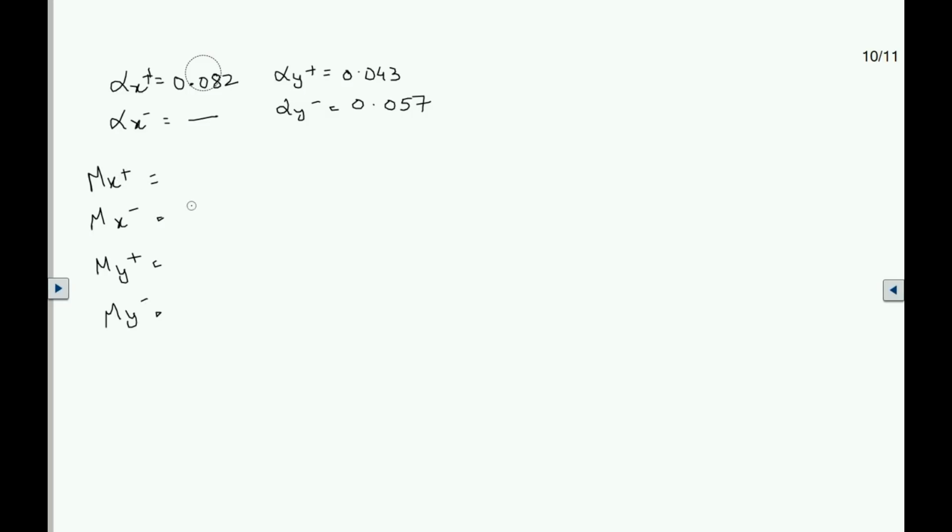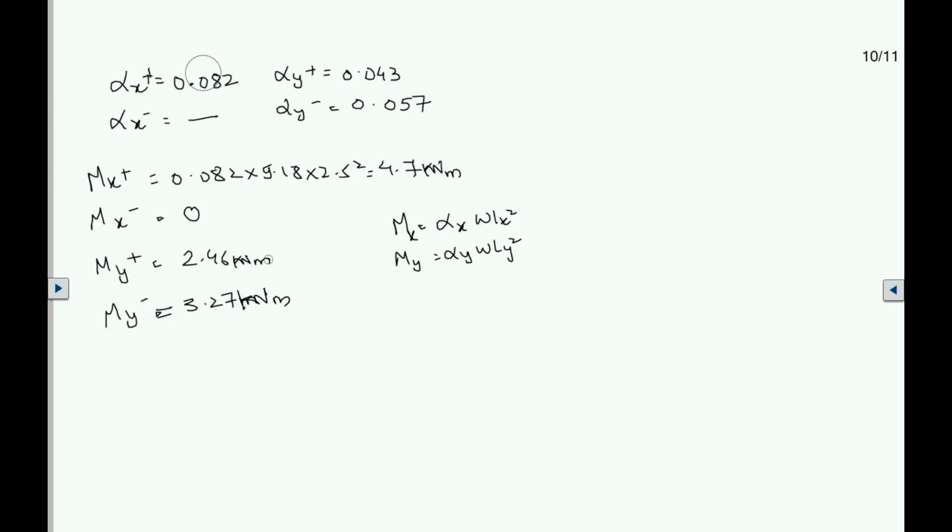Using these you have to calculate mx positive, mx negative, which is 0, my positive and my negative. So mx positive will be 0.082 into 9.18 into 2.5 square, and that will be 4.7 kilonewton meter. Similarly I'll write down my positive and my negative. So here is my positive and here is my negative, and these are the formulas that I use in case you want to know. Now once you get mx and my, you have to calculate ASTx positive here, ASTy positive here, and ASTy negative over here.